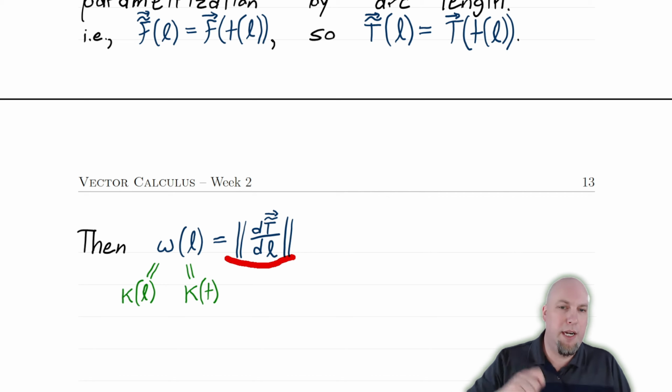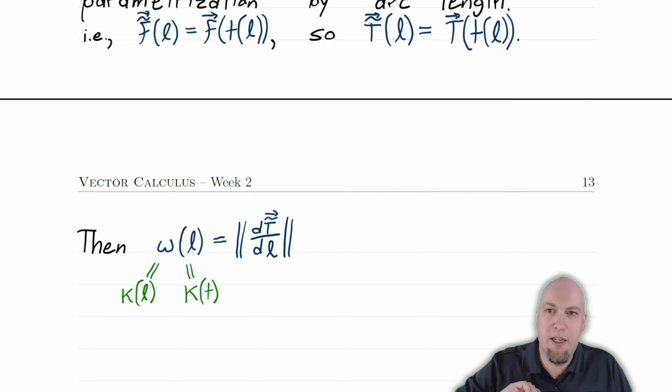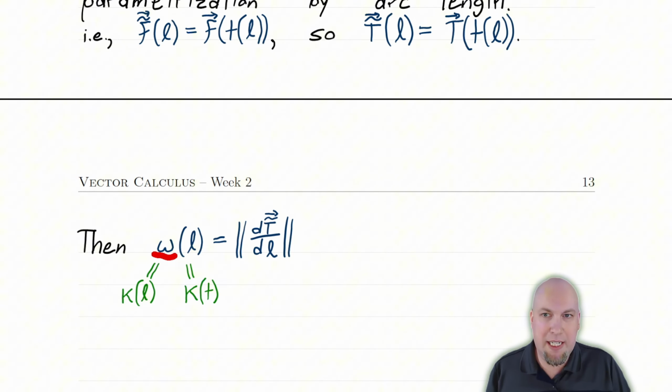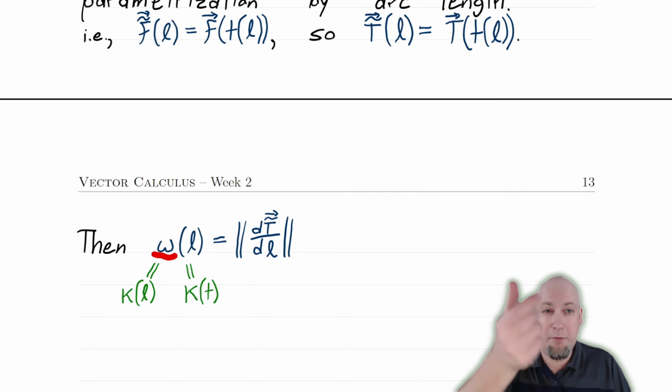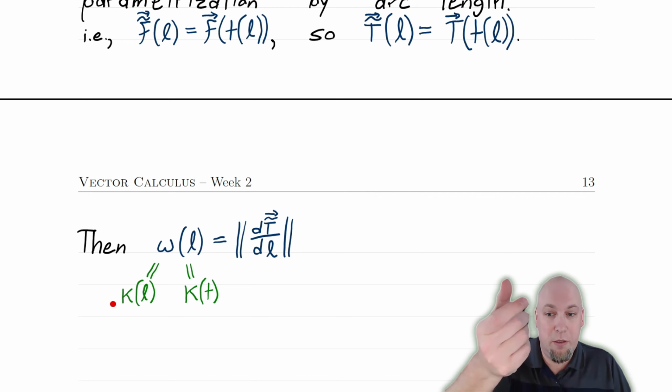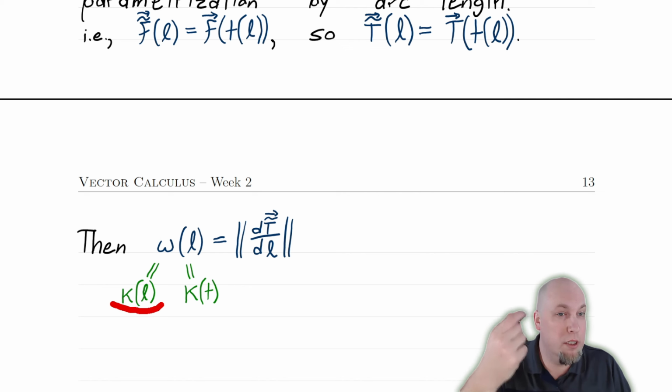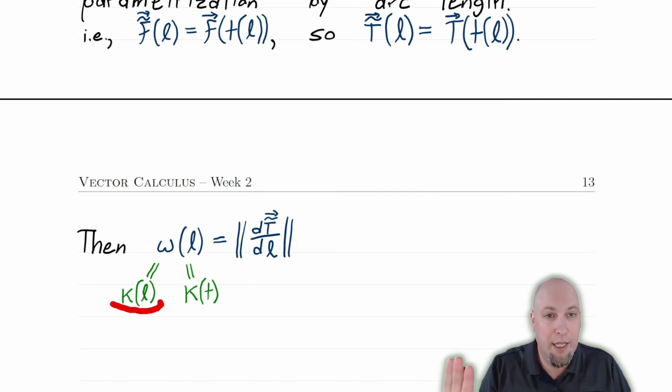This is our formula for angular speed of f tilde from the previous lecture video. Just to be clear here, omega means angular speed, but because it's the angular speed of a parameterization by arc length, this is also kappa of L. It's also the curvature of the curve. Those are the same thing when you've got a parameterization by arc length.